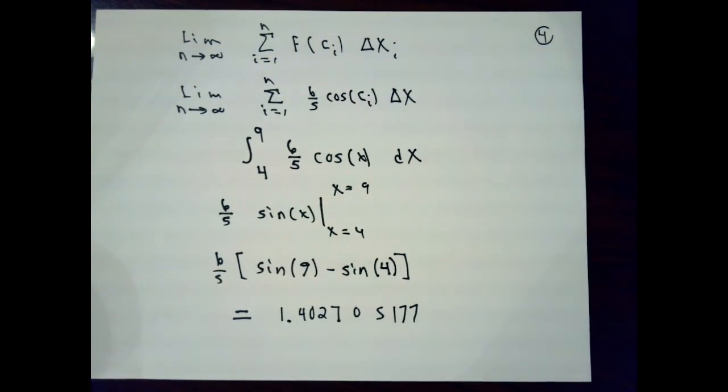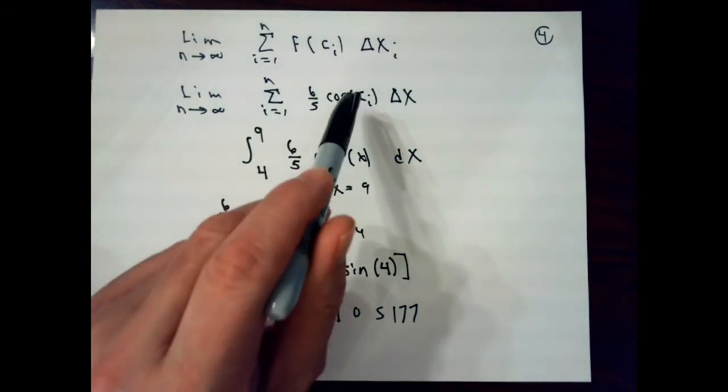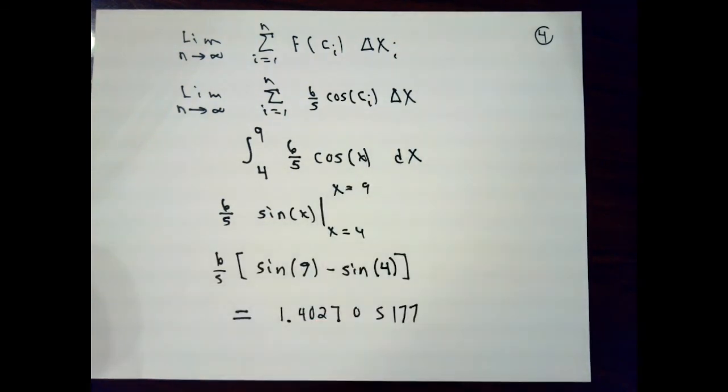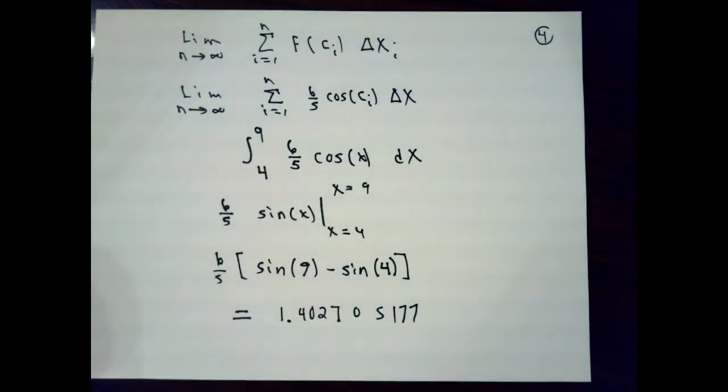This is the definition of an integral. This is the integral of 6 over 5 cosine x with respect to x. To do the integral, I have to know the limits of integration, but we figured out what the a and the b values are. I'm integrating from 4 to 9. Again, make sure you understand that point.